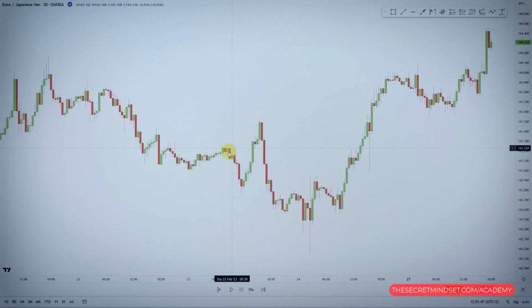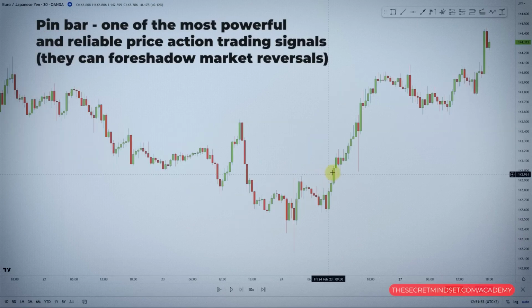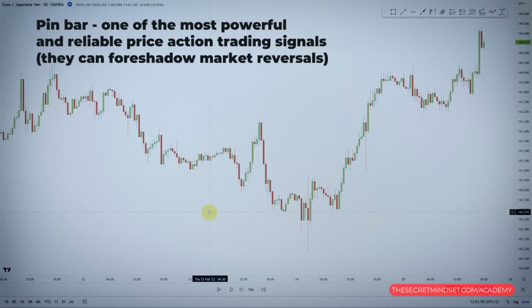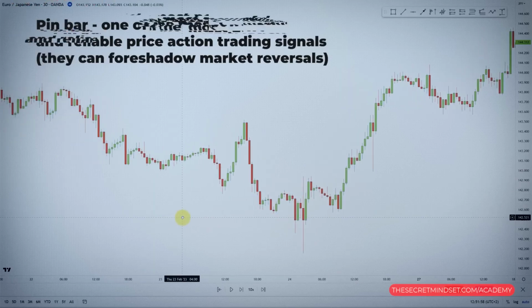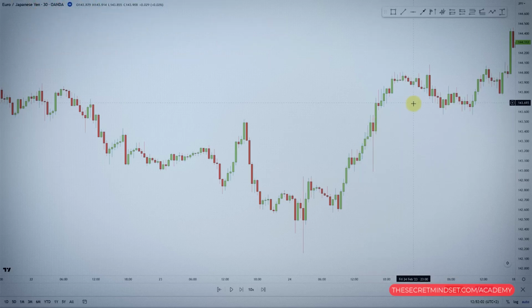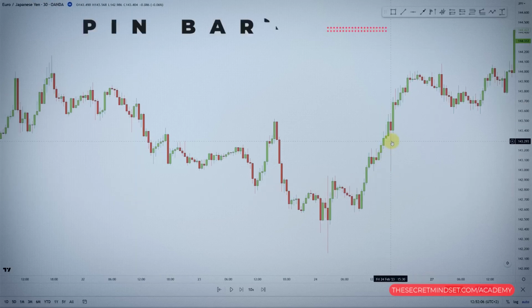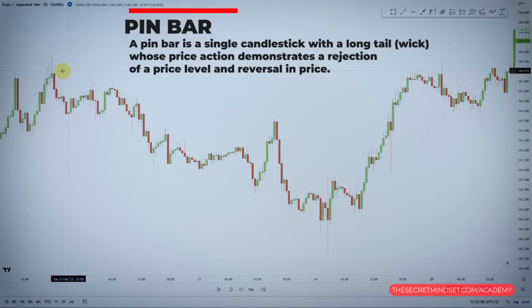The pin bar is without a doubt one of the most powerful and reliable price action trading signals. They are very simple candlestick patterns, but when paired with a solid context, they can foreshadow large market reversals. We talked about them previously when we simplified candlesticks. A pin bar is a single candlestick with a long tail, whose price action demonstrates a rejection of a price level and reversal in price.